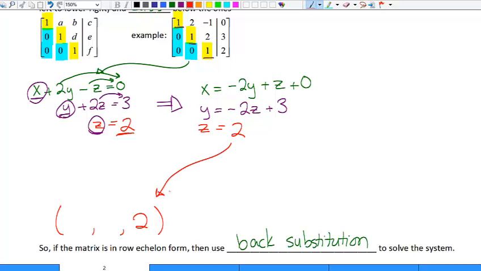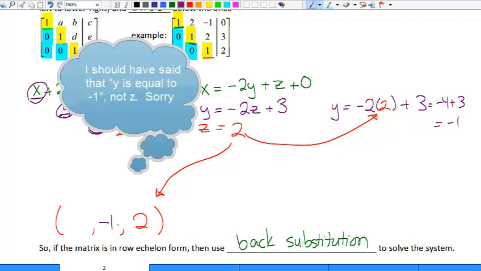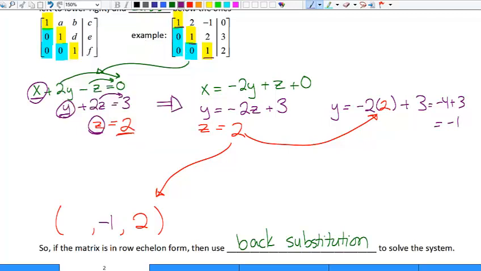So I know z is equal to 2, I can go ahead and put that in my equation. Now I'm going to use y is equal to negative 2z plus 3, but I know what z is. I know z is 2. So I can go ahead and evaluate that, and that gets me negative 4 plus 3, or negative 1. So I know that y is negative 1. I started with the z, I substituted back up into y, which is why we call this back substitution.